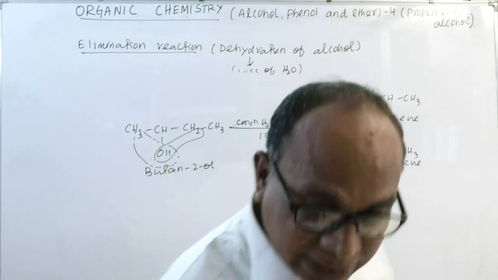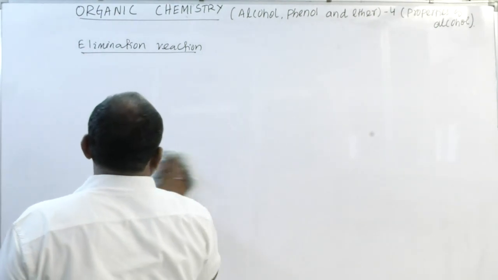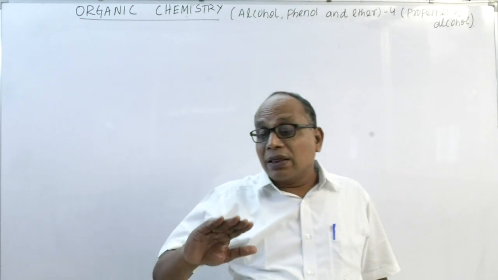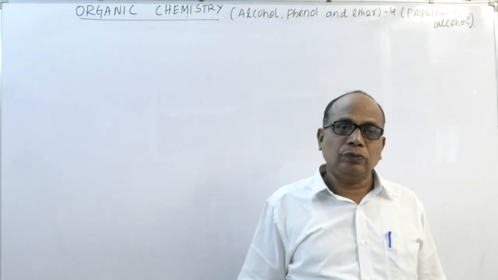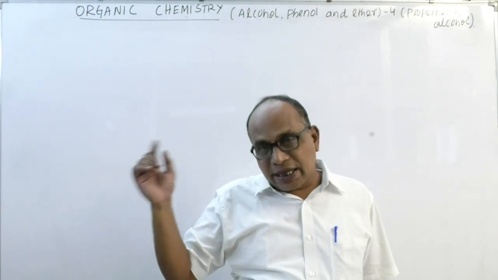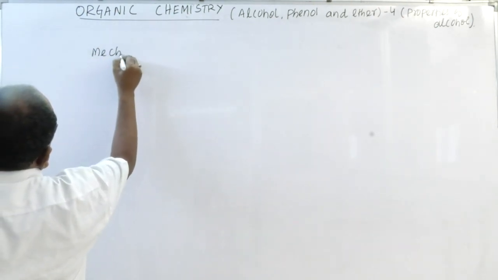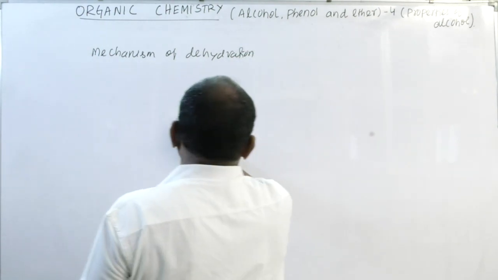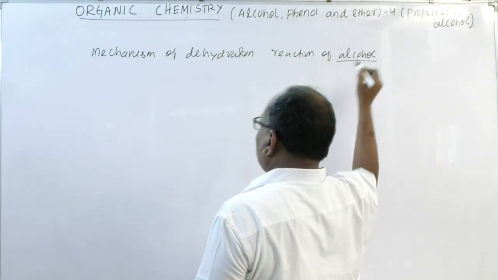Okay students, this is all about the elimination reaction and now the mechanism of this reaction. Mechanism of the elimination reaction, or you can say mechanism of the dehydration reaction. Do you know what mechanism is? Mechanism means the pathway of the reaction: how the reactant is converted into the product, and what intermediate steps are there, which bond breaks first, which reagent will attack first. That's called mechanism. Let us see the mechanism of the dehydration reaction of alcohol.